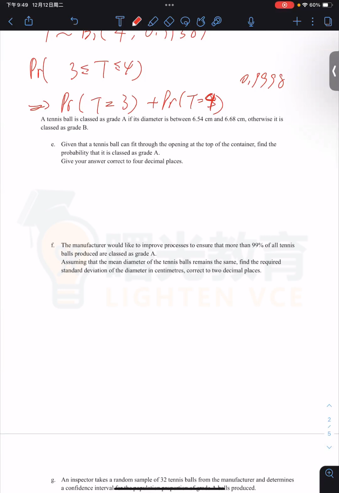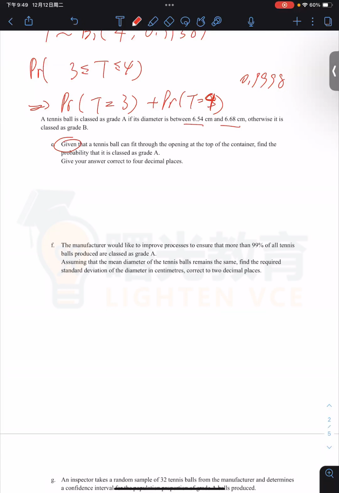Next question. A tennis ball is classed as grade A if its diameter is between 6.54 and 6.68. Otherwise, it is classed as grade B. So either way, too large or too small, then you can only list it as grade B. Given that, look, once you see the word given, the first thing that comes to your mind would be, okay, this is a conditional probability. Given that a tennis ball can fit through the opening at the top of the container, find the probability that it is classed as grade A. Give your answer correct to 4 decimal places, all right?